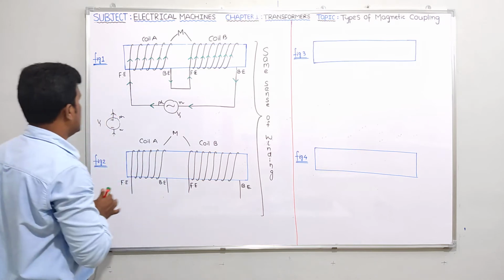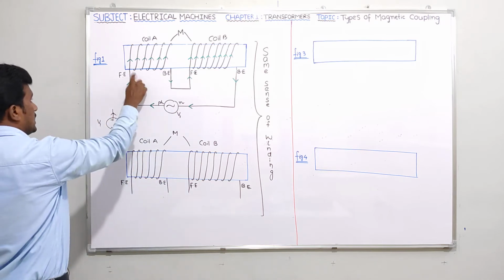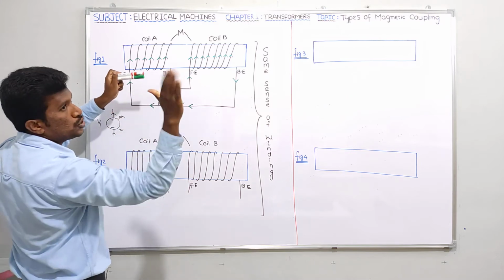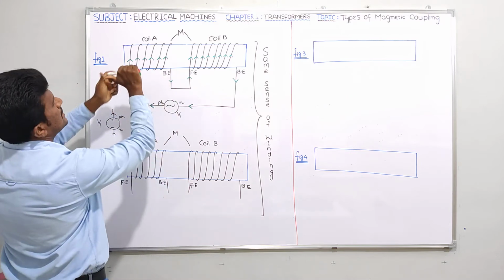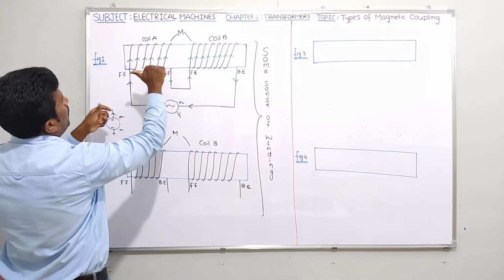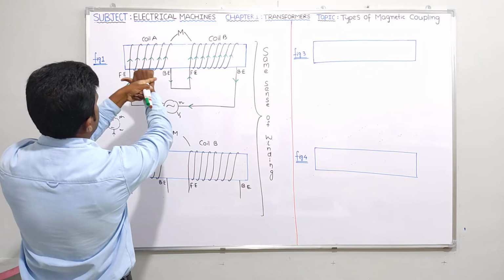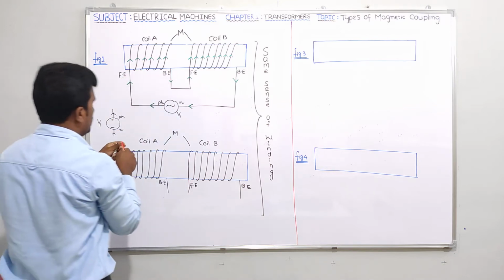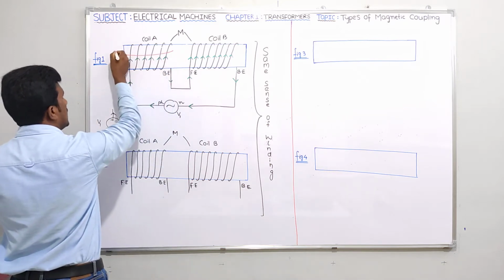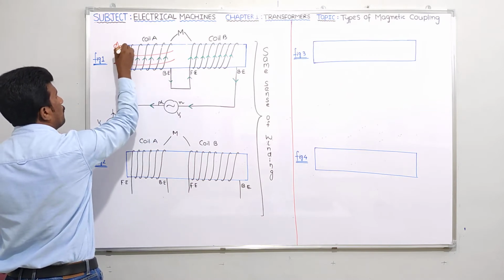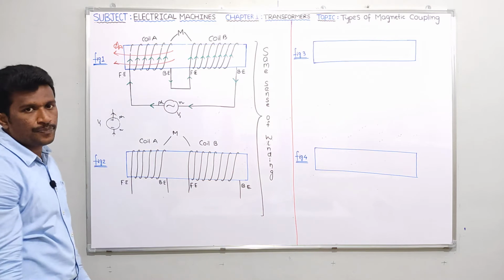Now please tell me, in this case, is current entering at the front end? Yes, entering. And what about the direction of flux? Right side to left side. Okay, so let me show that flux like this. This is what I can say is phi A, flux in coil A.